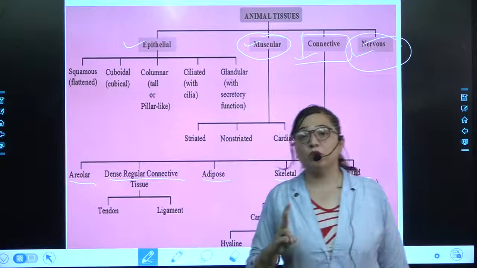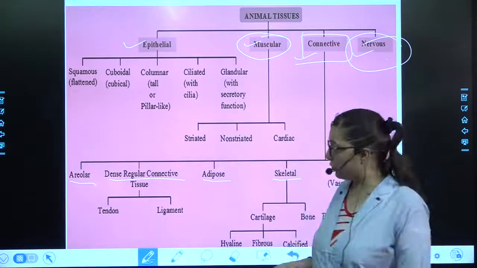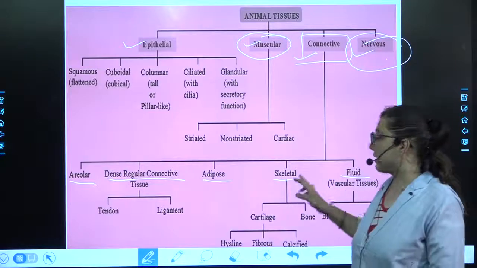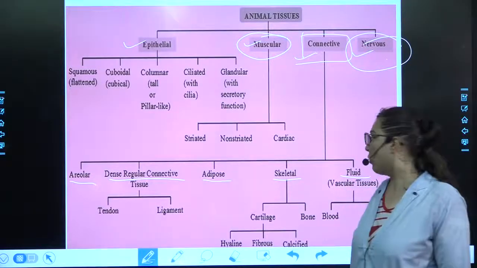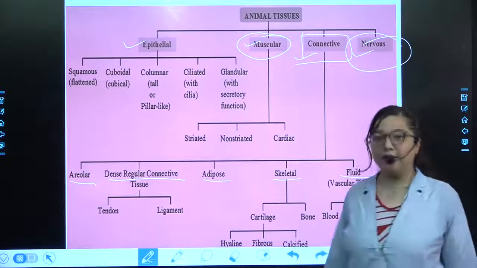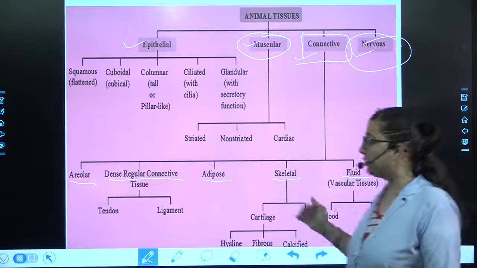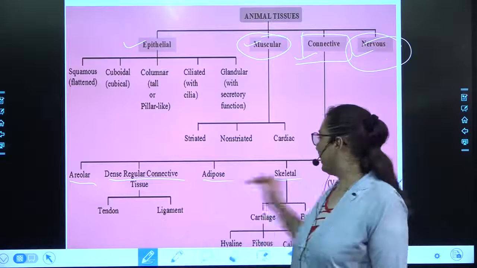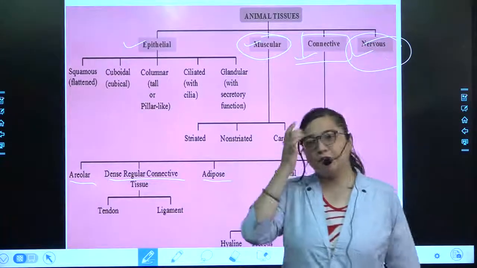Dense regular is of 2 types. Which are those 2 types? Tendon and ligament. Skeletal: cartilage and bone. Fluid: blood and lymph. So among the 5, 2 are easy ones, that is areolar and adipose, while the remaining 3 have a little bit more content.